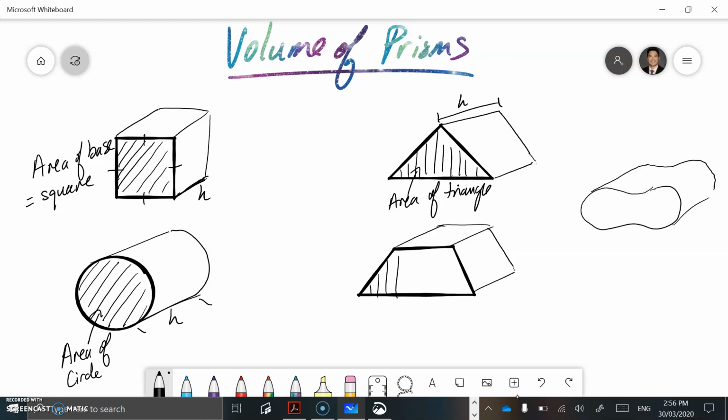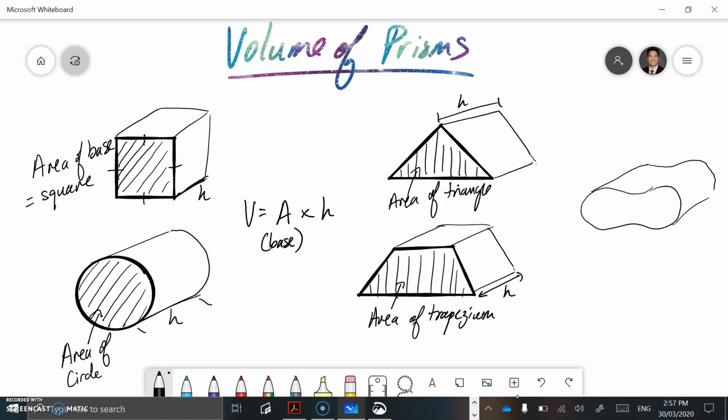Here we have a trapezium, and you need to identify the shape of the base, and then we're going to multiply it by the height. Notice that the area of the base is already in units squared. You're going to multiply it by a third value, and that's going to make it cubed. So the rule of thumb is basically the volume is the area of the base multiplied by the height.